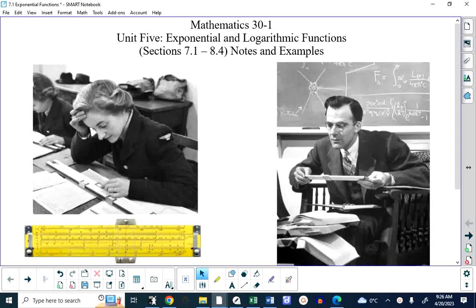What you're looking at here are pictures of people using a slide rule. Looks like the gentleman on the right is probably a teacher or a prof, and the lady on the left looks like she's got wings on her shoulders. She's probably an Air Force employee enrolled in the Air Force. There was a time where there was an occupation called computer. She is probably a computer.